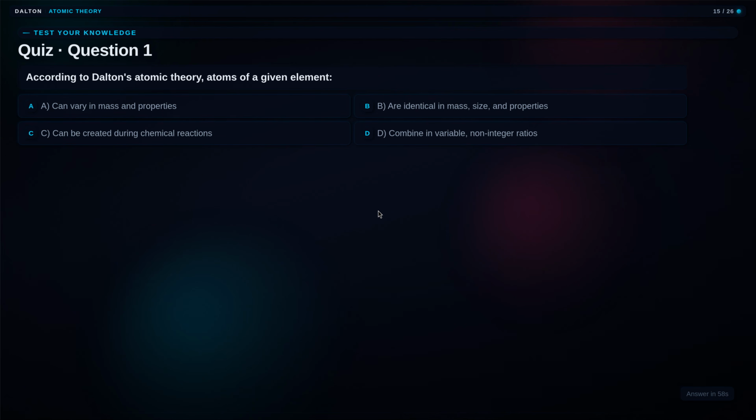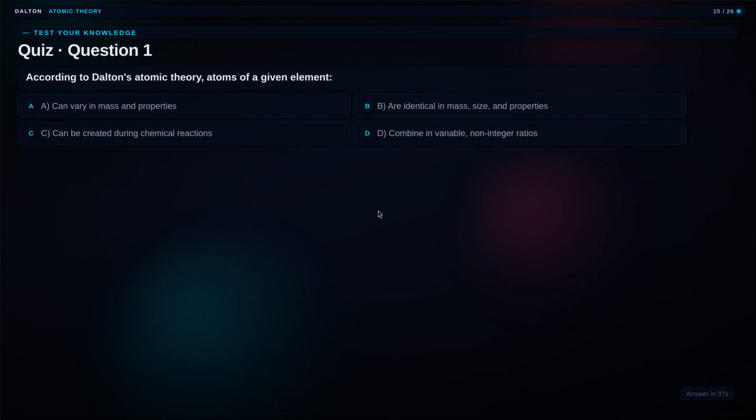Quiz question 1. According to Dalton's atomic theory, atoms of a given element: A. can vary in mass and properties. B. are identical in mass, size, and properties. C. can be created during chemical reactions. D. combine in variable, non-integer ratios. The correct answer is B.